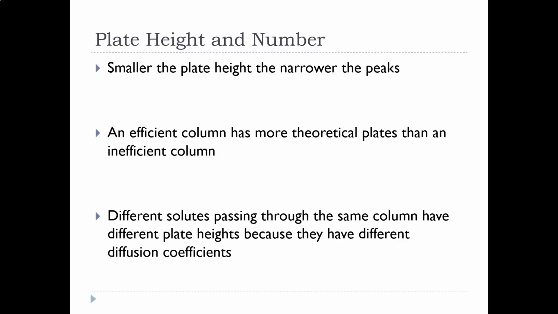The smaller the plate height, so in other words, we have a smaller plate height when we have more plates. So more plates means smaller plate height, means narrower peaks. That is good because then we're able to distinguish between the different components in the mixture. So an efficient column, a good column, has lots of plates. An inefficient column has not very many plates.